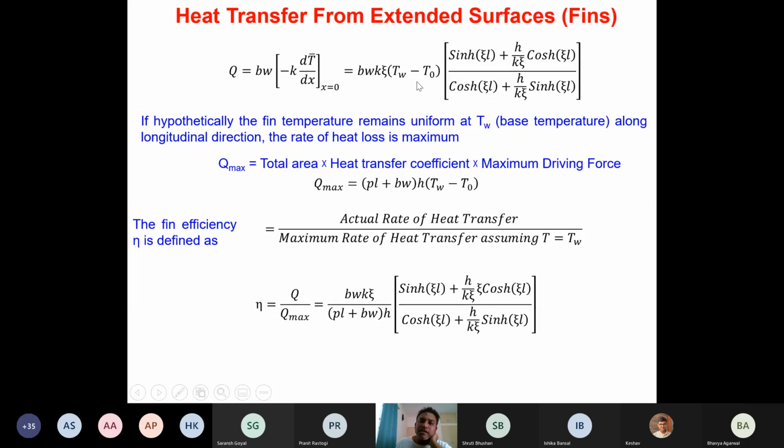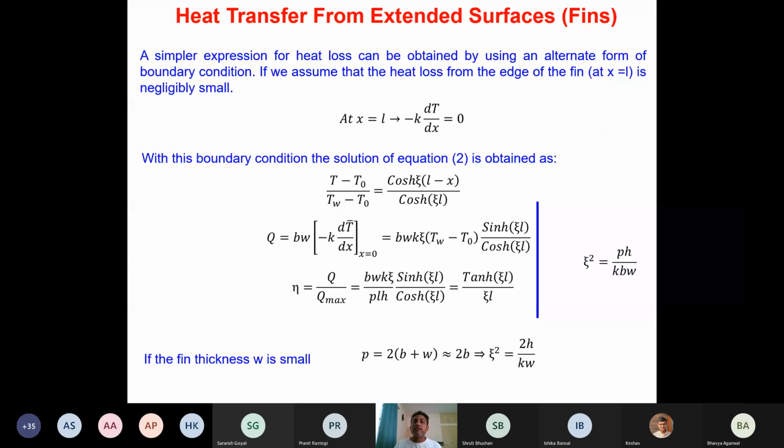So this TW minus T naught cancels out, and what we get is BWK zeta divided by (PL plus BW) into H, and the entire bracket remains as it is. So this is a generalized expression. Remember, this is a generalized expression. Okay. Why am I saying it's generalized? Because we have used the convective boundary condition, but one simplified case of this is also regularly used by people.